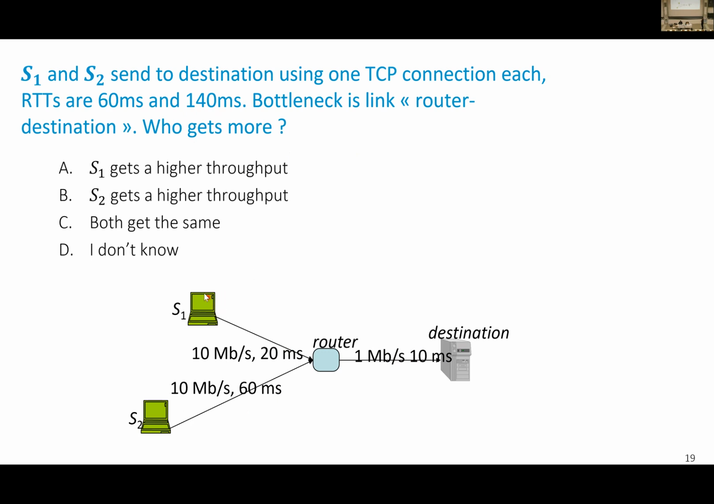What do you think will happen? Will S1 get the higher throughput than S2? Will S1 win the competition, or S2, or will both get the same?